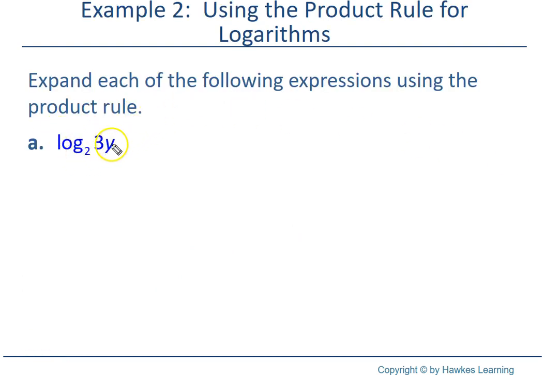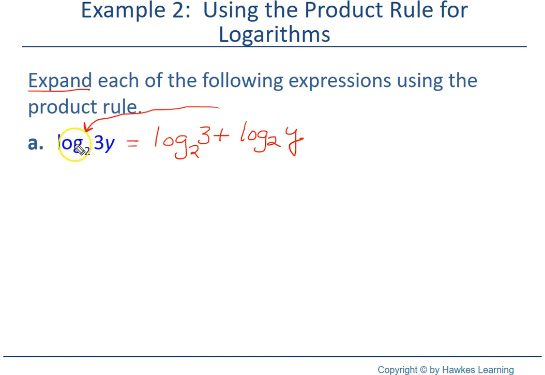Now, we're going to use that rule we've just had. This is 3 times y. So, to expand this, the rule will be log base 2 of 3 plus log base 2 of y. Now, keep in mind a little later we're going to take this expanded view and convert it to the more compacted form.